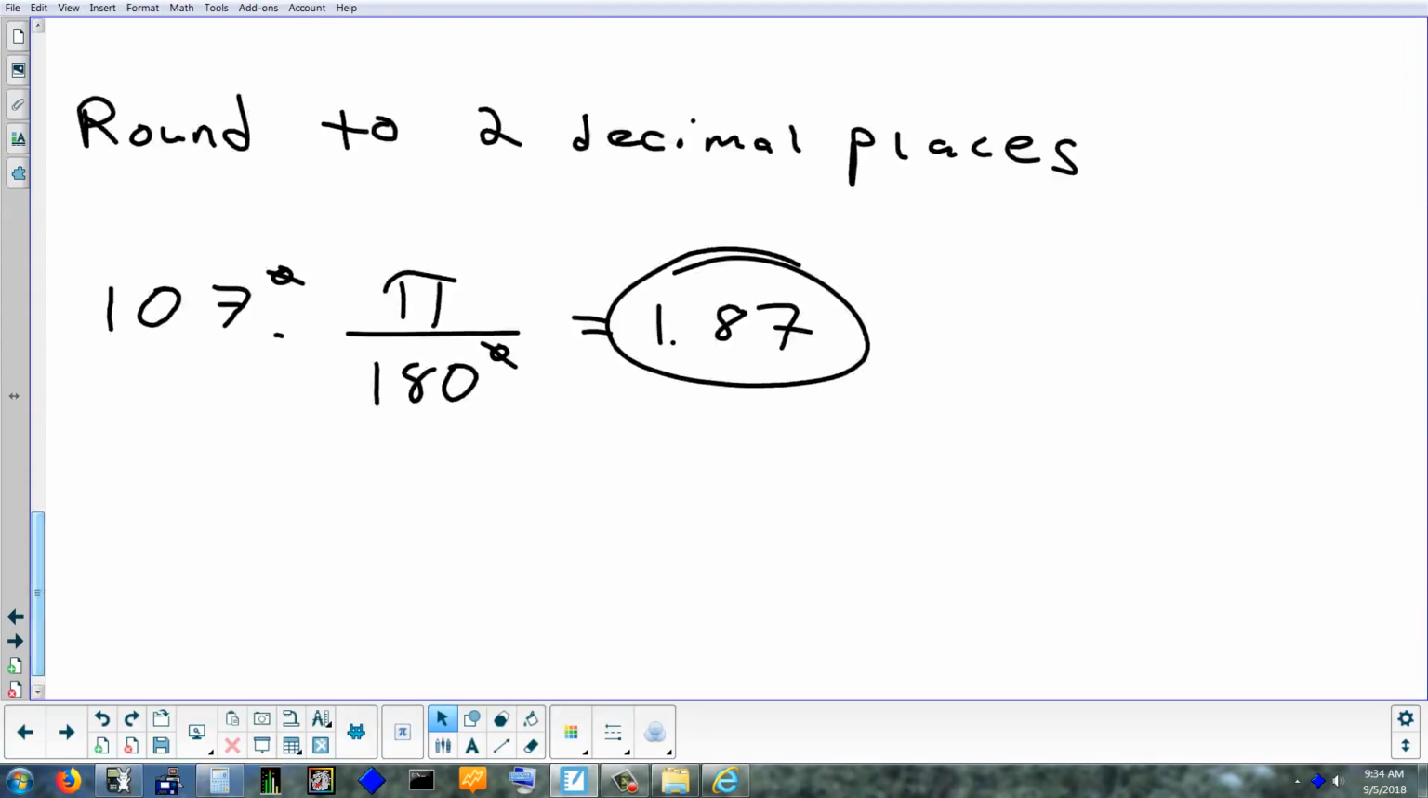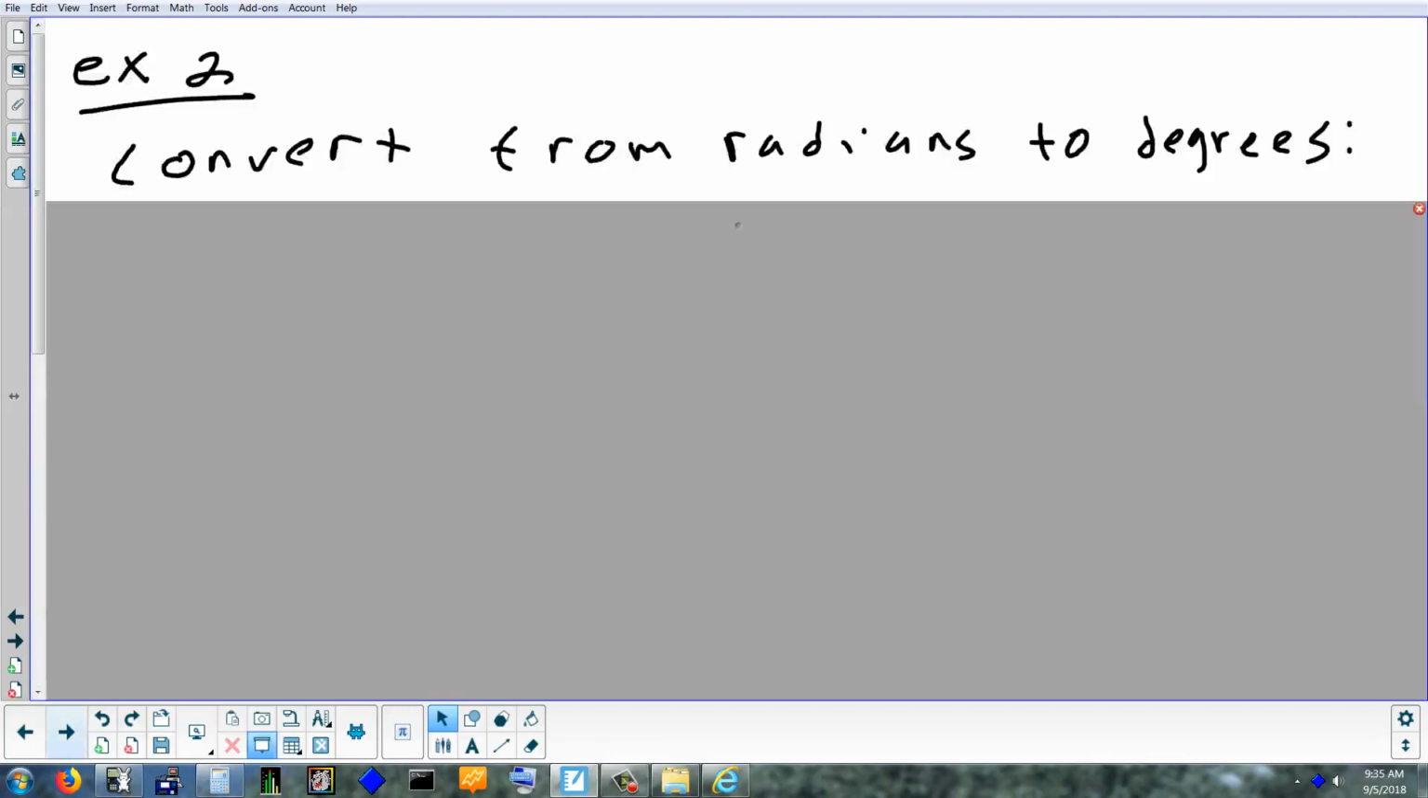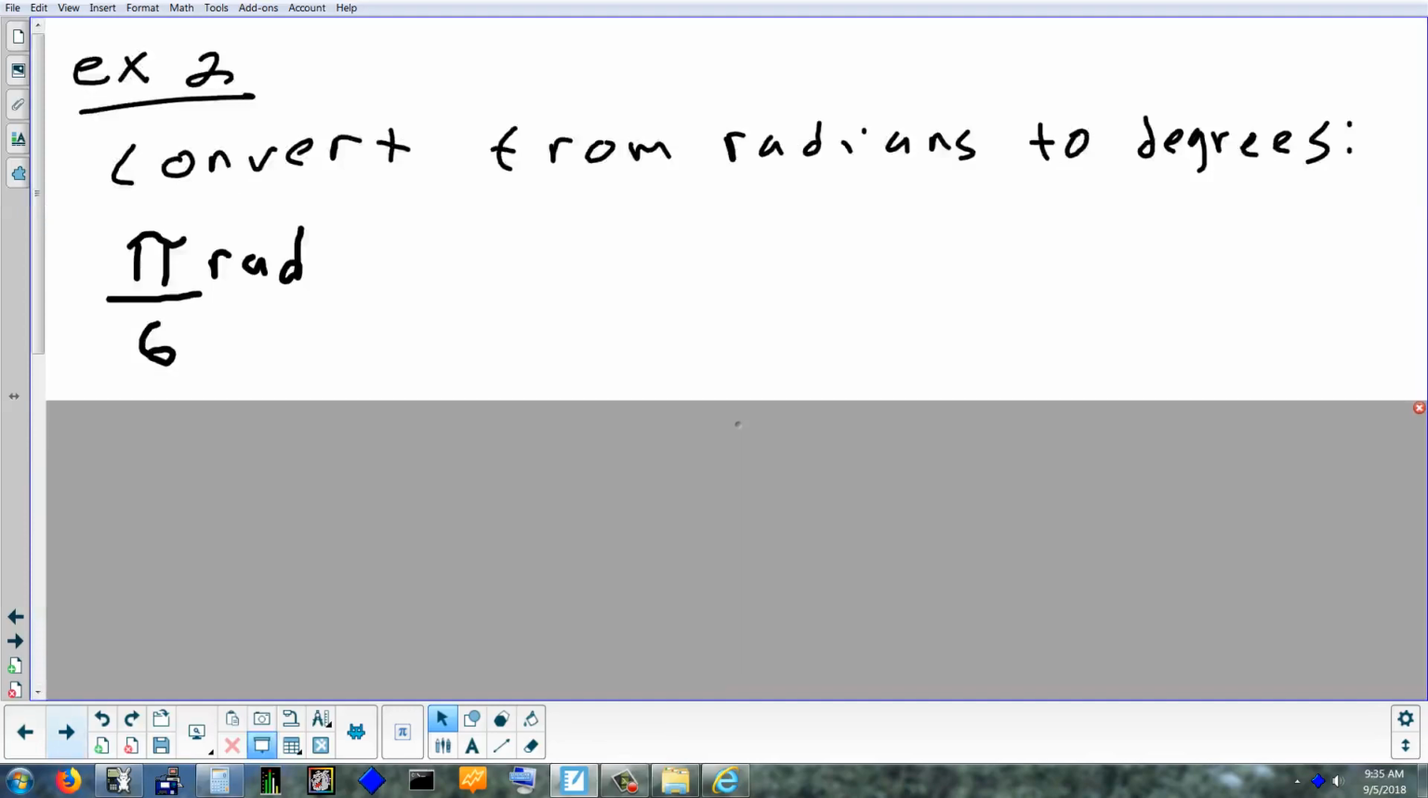Okay. Questions on changing degrees to radians? Okay. So let's finish up by trying the other way. So now we'll change radians to degrees. So on the first one, I'll write RAD just to kind of get used to it. But then after that, I'm going to stop writing it.